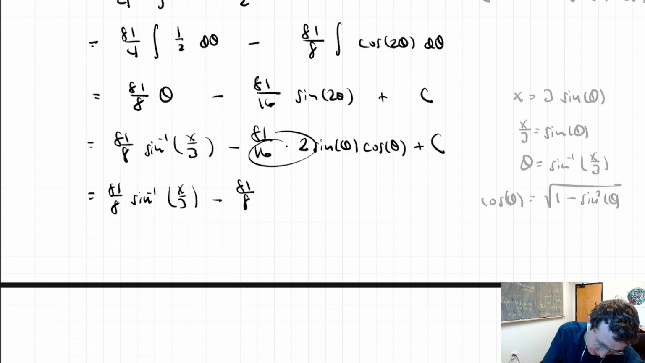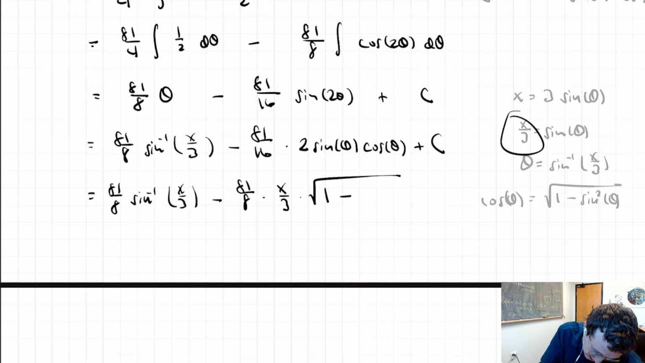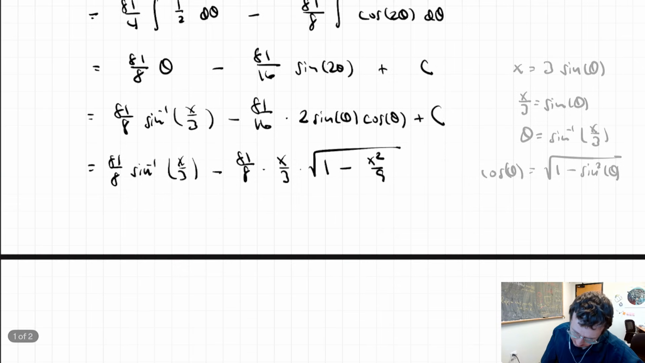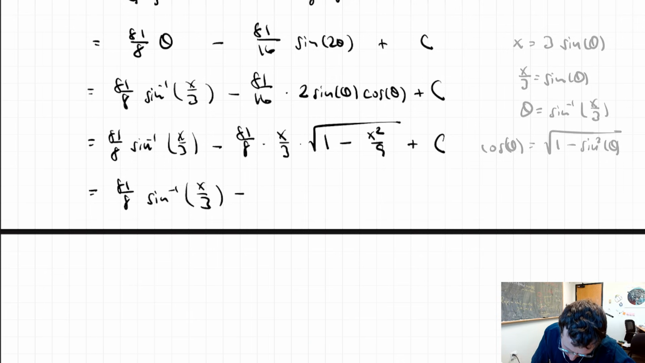Okay, so 2/16 is 1/8. And then sine theta is x over 3. And then cosine theta is the square root of 1 minus sine squared theta. Sine squared theta is x squared over 9. So we're done here. Oop, plus c. We are done here. I'm going to simplify this just a little bit to make it easier when I double check my work.